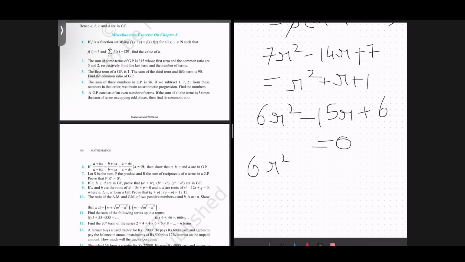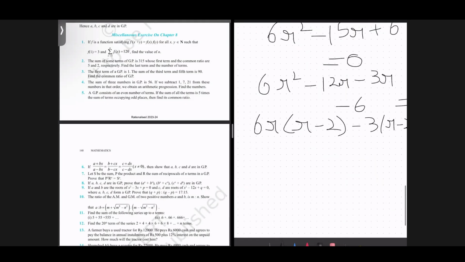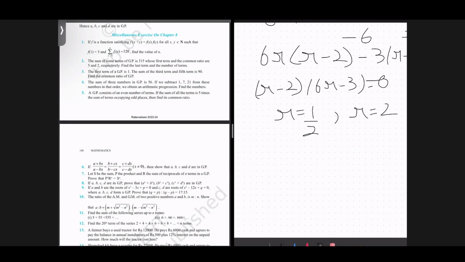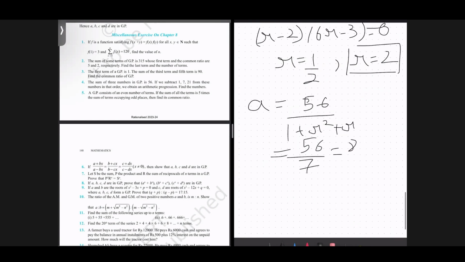So this becomes 6R square minus 12R minus 3R plus 6. Taking 6R out common, you have R minus 2, and minus 3 out common, you have R minus 2 equals 0, right? So we have R minus 2 into 6R minus 3 equals 0. So R can either be half or R can be 2, right? Let's solve for R equals 2 first. We have A equals 56 upon 1 plus R plus R square. When you solve this, you have 56 divided by 7. A becomes 8. The common ratio is 2.